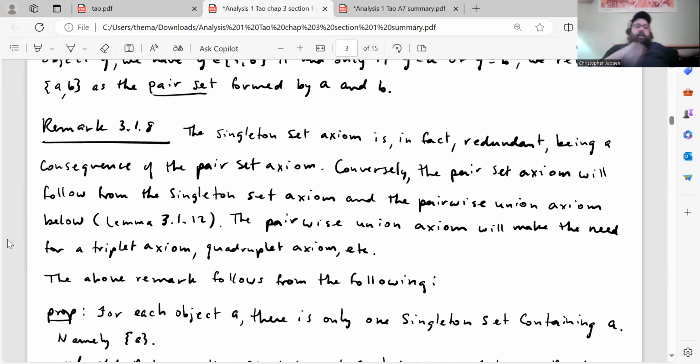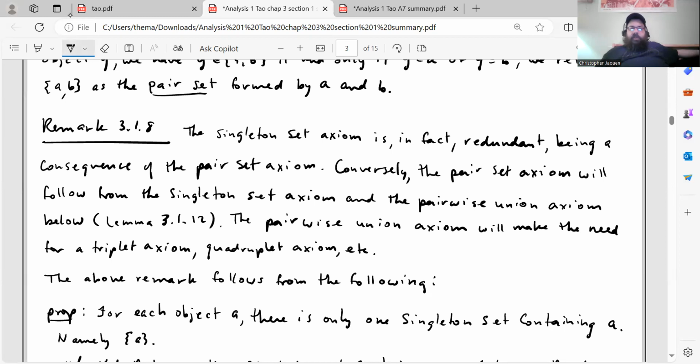Remark 3.1.8 is next. The singleton set axiom is in fact redundant, being a consequence of the pair set axiom. Conversely, the pair set axiom will follow from the singleton set axiom and the pairwise union axiom below, Lemma 3.1.12. The pairwise union axiom will make the need for a triplet axiom or a quadruplet axiom, etc., unnecessary.